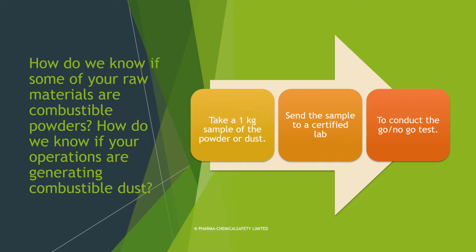The second is you need to send the sample to the lab, and then ask them to conduct a go/no-go test. That's the name of the test that is gonna tell you if the powder is combustible or not. That's the only thing that this test is gonna tell you. They follow different standards, the ASTM. There are different standards for how to test combustible powders depending on the different parameters. So the first thing is you need to know if your material is combustible or not.